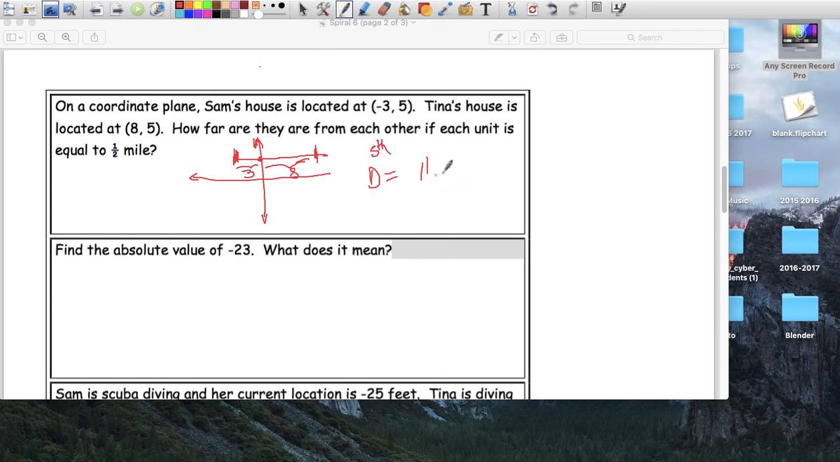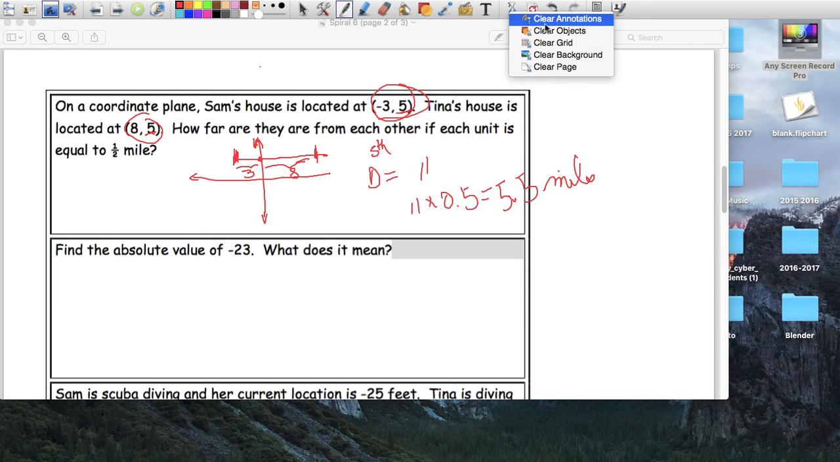And we're going to multiply that times 0.5, or half a mile. And half of 11 is going to give us 5.5 miles. And all that without needing a coordinate grid. Okay, remember, look at all the information that I was given here. They're both on the 5th floor. One is all the way 8 units away, and the other one is all the way 3 units away on the other side. Okay.